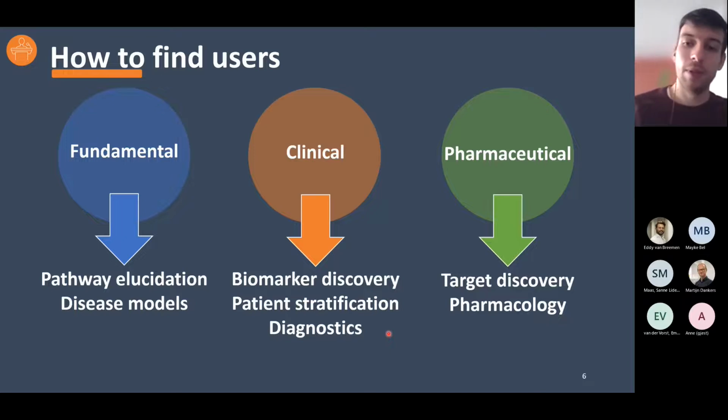So lastly, we have a pharmaceutical group of users. So these are, of course, mainly industrial users, so pharmaceutical companies developing new drugs. But also in academia, there are enough groups that work with new drugs to identify which kinases are inhibited by the drug. And this can be either on targets or off targets. So this is part of target discovery, as well as pharmacological studies. So how does the drug affect the system? And is it better or worse than any other drug that you're interested in?